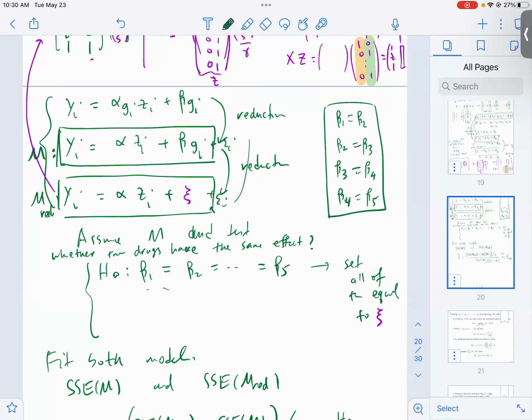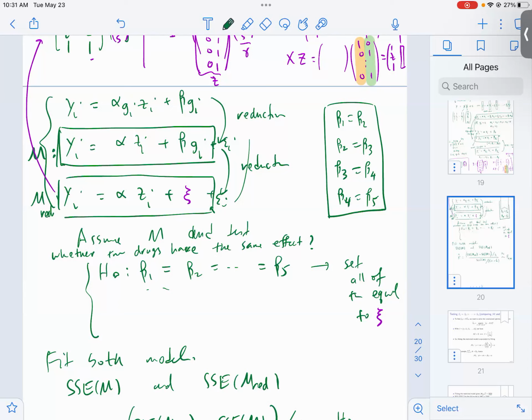Now I want to do another test in this model. This test is going to test whether the drugs have any effect. So far we see that they don't have differences. Now you want to test whether they actually have any effect at all on HDL or not. If I want to do that, what is the further reduced model? If I want to test whether they have any effect at all or not, you set them all equal to 0.